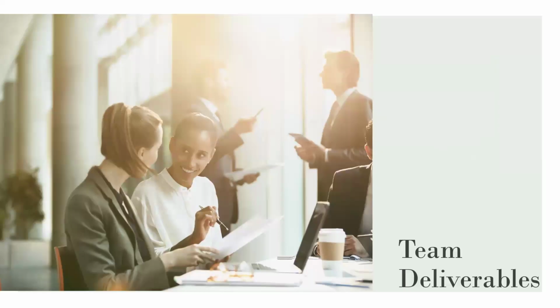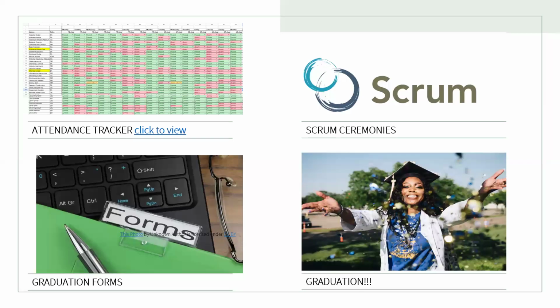In the next slide, we'll elaborate on the deliverables achieved as a team during the sprint. Next slide, please. We continued monitoring and registering attendance. There's a link there for ease of reference. We also participated in Scrum ceremonies, and in preparation for the graduation coming up on Saturday, 7th of September, 2024, we've all taken time out to fill the graduation form to help admin and management with their planning. We are all looking forward to the graduation in 2 weeks' time.